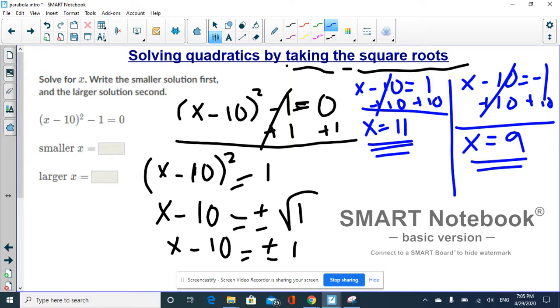You have two solutions, two values for x. The smaller one, write it first, then the larger. The smaller one is 9, yes, and the larger is 11.